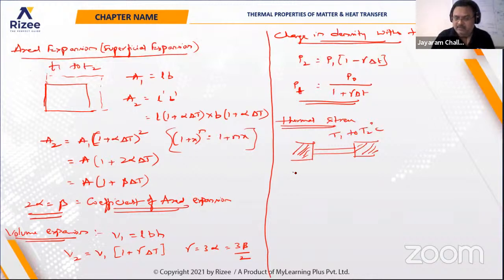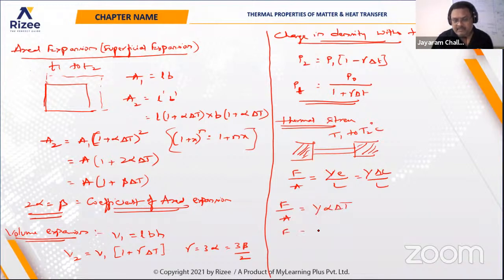That thermal force, from elasticity, stress, that is force by area, is equal to Young's modulus into elongation by original length, that is Young's modulus into delta L by L. Replace delta L by L with alpha delta T. Then thermal stress F by A can be written as Y into alpha into delta T, or thermal force is Y A alpha into delta T.